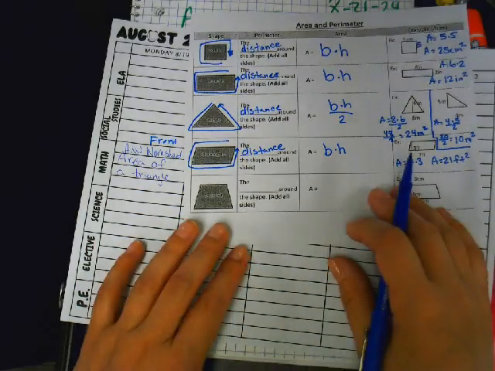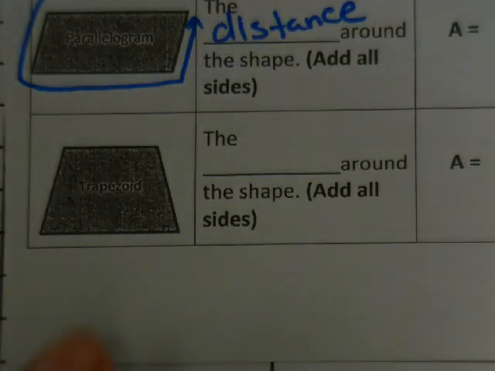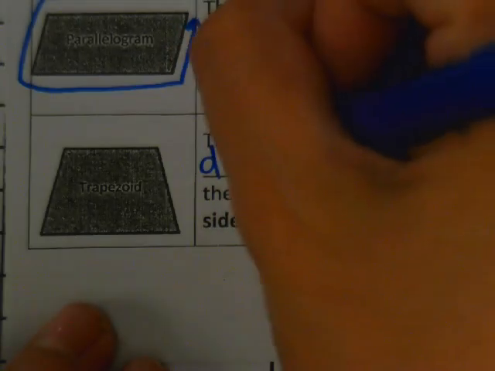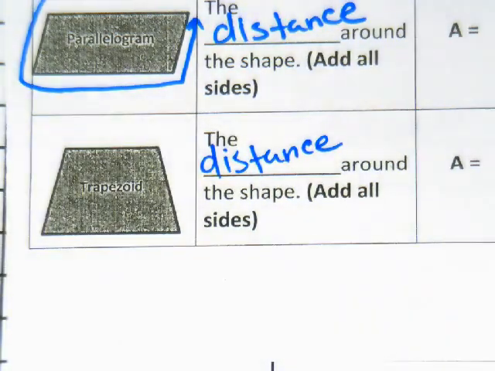All right. Gee, I wonder what word goes in there. The blank around the shape. The distance. All right, it's the same word, distance. The distance around the shape.